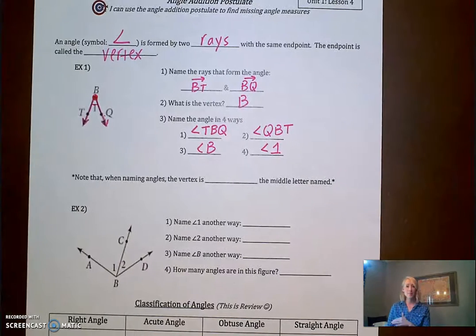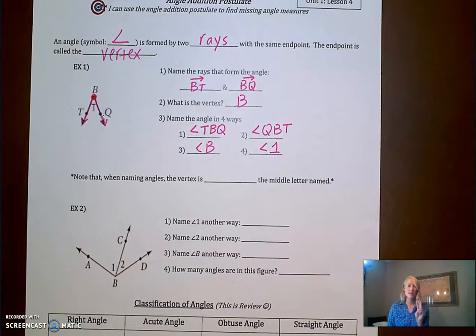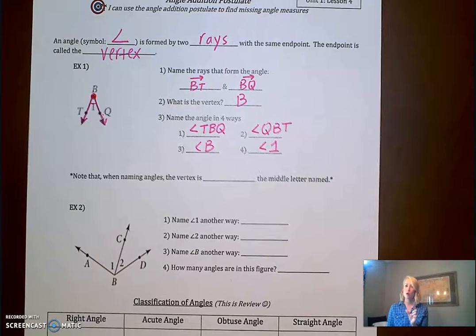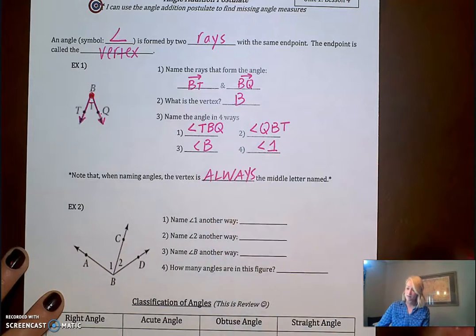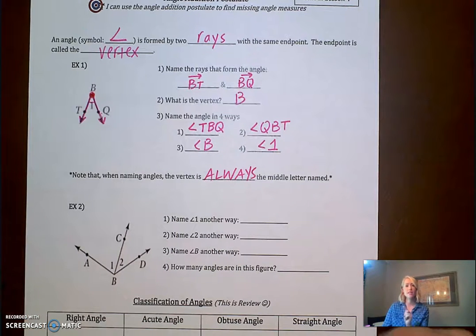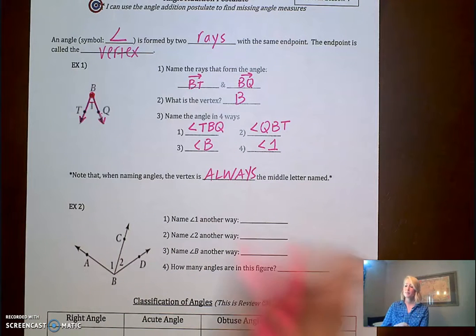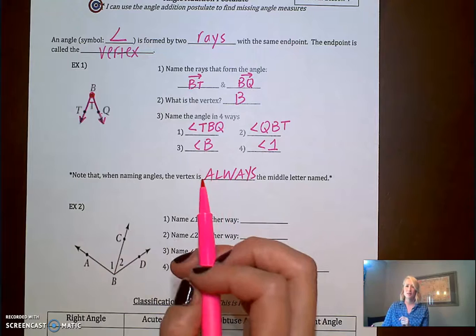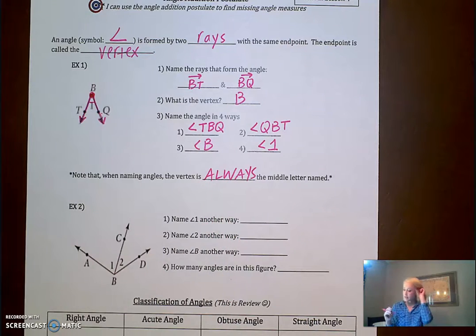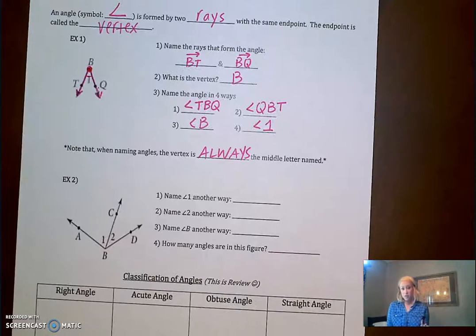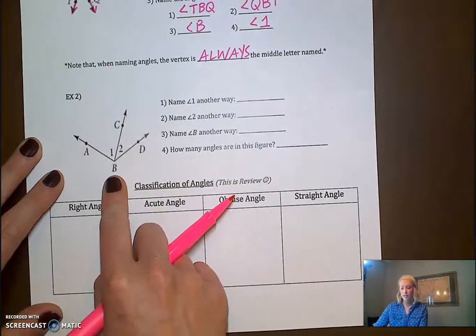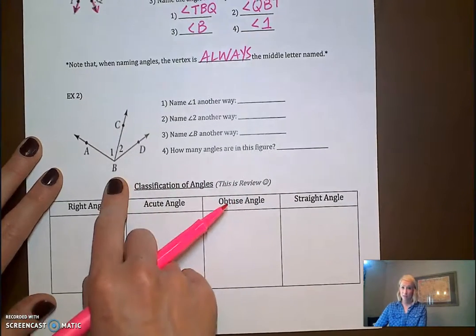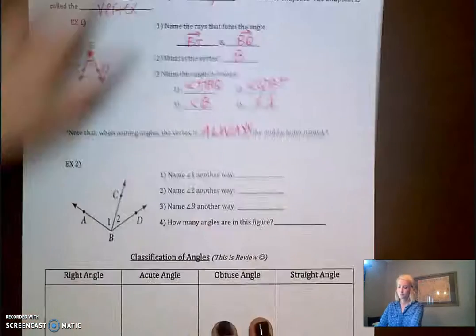Note that when you're naming angles and you're using 3 letters to name it, the vertex always has to be the middle letter. So like these first 2, when I said TBQ and QBT, B, my vertex, always landed in the middle. Okay, so pay attention to that. Let's do another example. So example 2 is a little bit more complicated. There are multiple angles in this picture instead of just one.